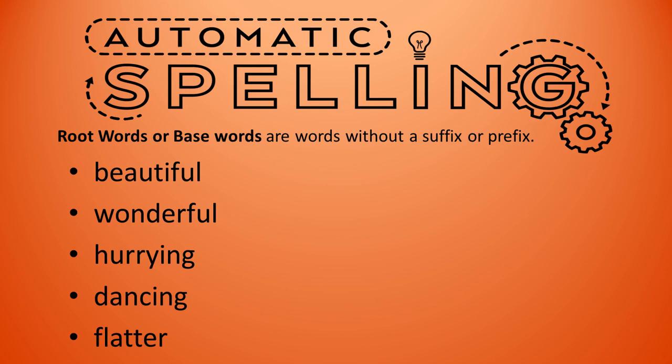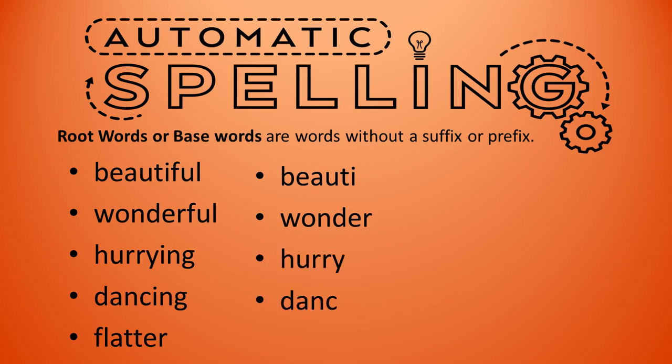Okay, all right, so now what we do usually is just take off the prefix or the suffix. So for beautiful, we're going to take out the FUL, okay? So it says beauti, okay? And then for wonderful, we just take the full off. For hurrying, we take the ing off. For dancing, we take the ing off. And for flatter, we take the ER off, okay? But those words don't look quite right, do they?